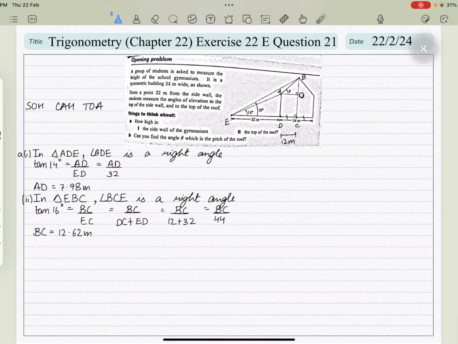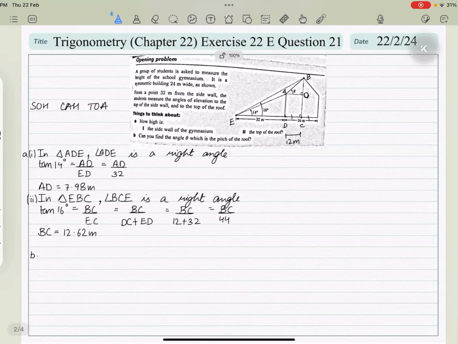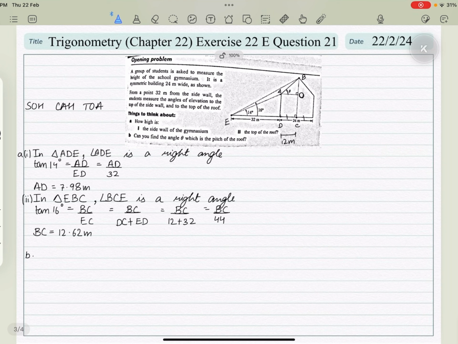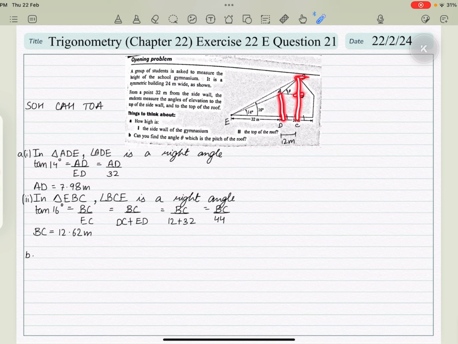From here we can calculate BO if we name this point as O. But yeah, we're going to move on to the B part of the question, which asks us to do exactly this. It asks: can you find the angle theta? If we have to find the angle theta, then we can use tan theta, because we know BO if we calculate BO by using BC and AD, and we know AO because we know DC.